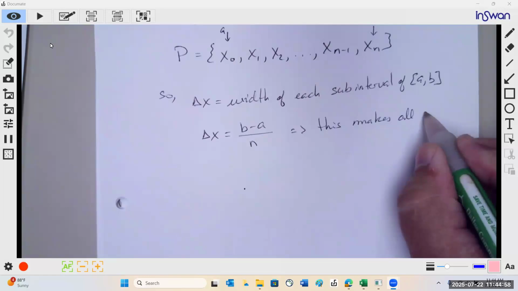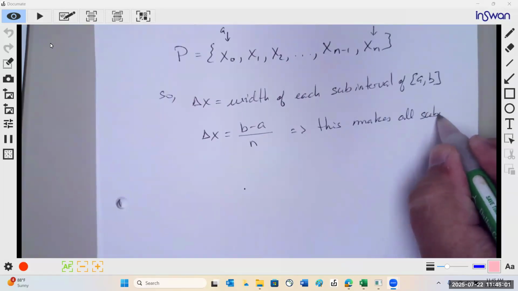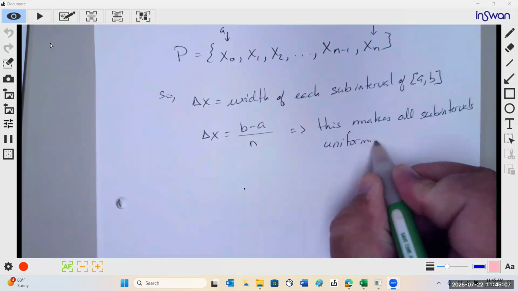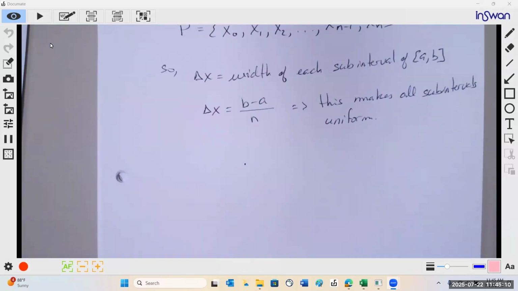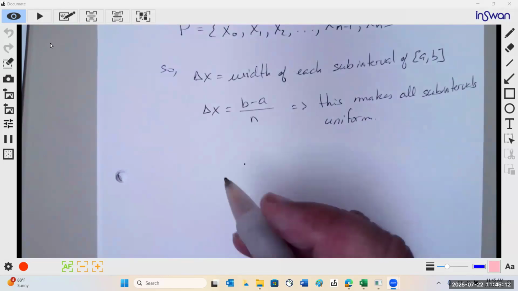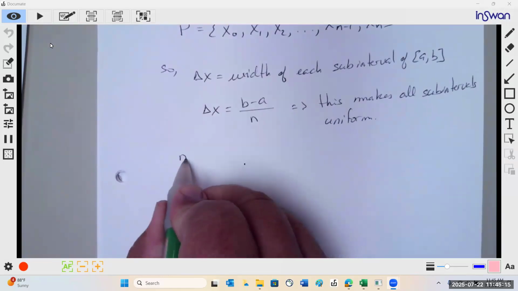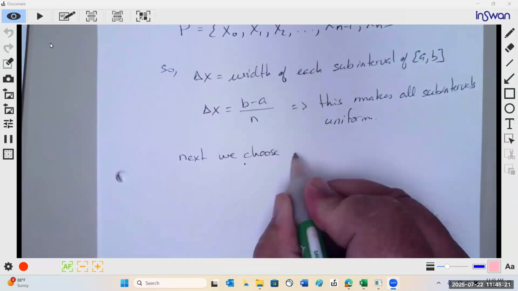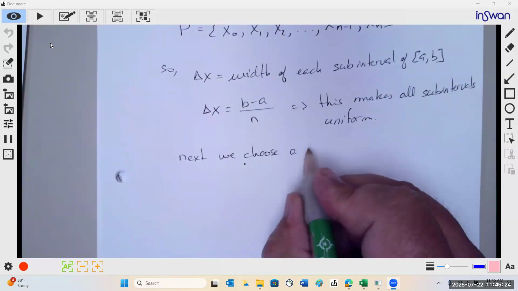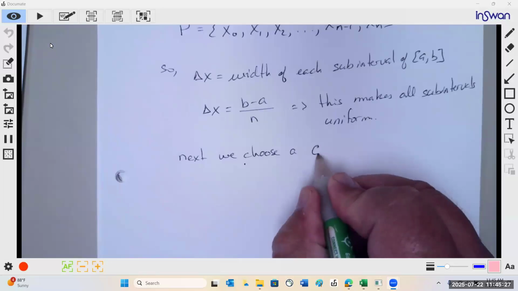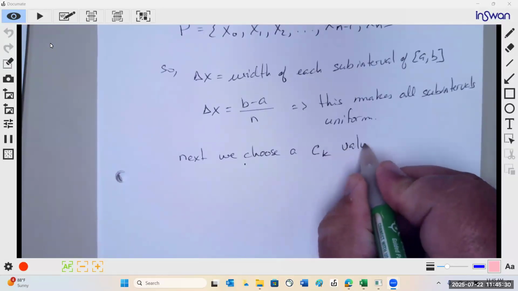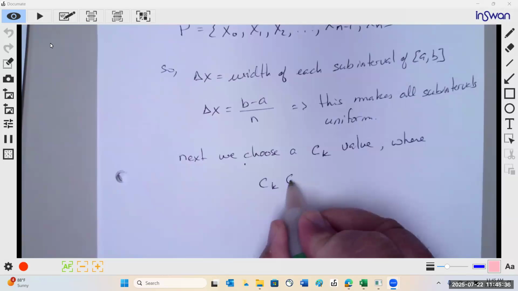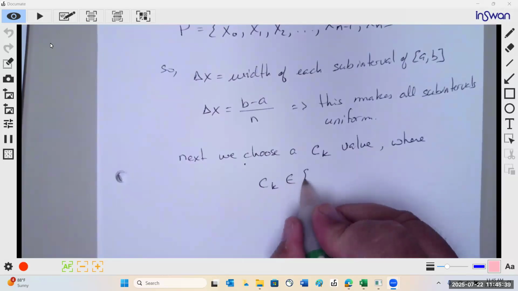This makes all subintervals uniform. So now we have delta x. Now, next we choose a C sub k value where C sub k is an element of each interval.